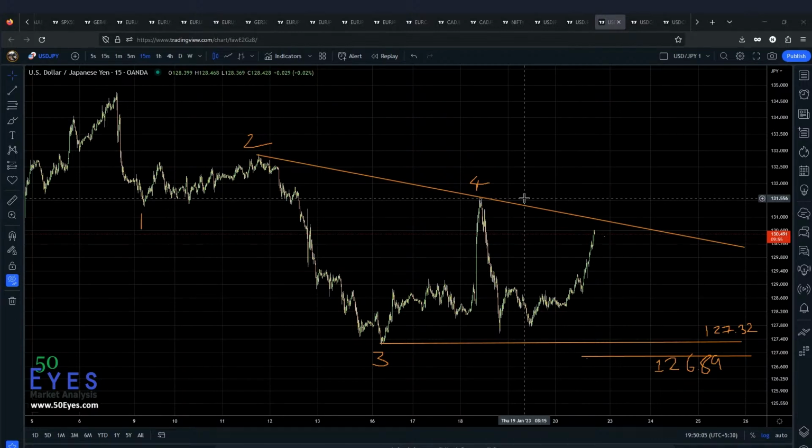Let me know, guys, quickly in the comment section if you have anything to discuss here before we move over to EURJPY, which is looking a little bit more bullish than the USD counterpart.